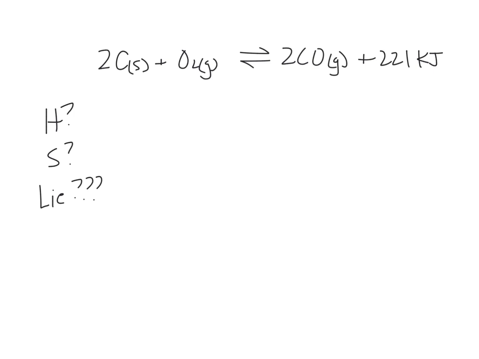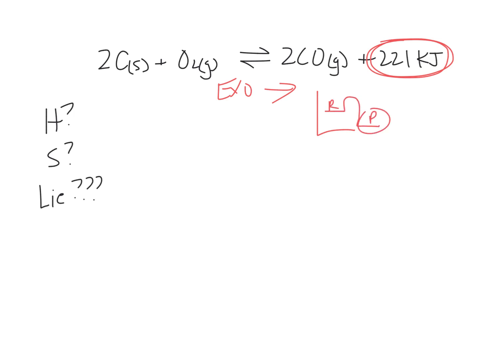enthalpy, we can see that we have the energy being released here, which means that it's exothermic in the forward direction. Exothermic in the forward direction, remember, means that the products are going to be lower in energy than the reactants, which means they're more favorable. So that's a good thing. This means they're more stable, and so that's favorable.